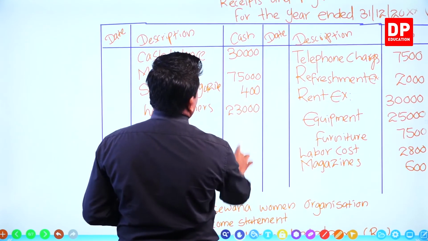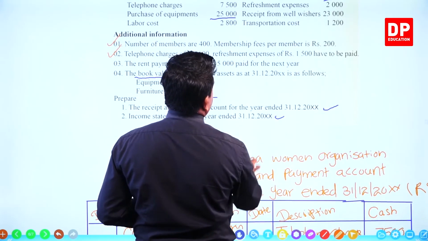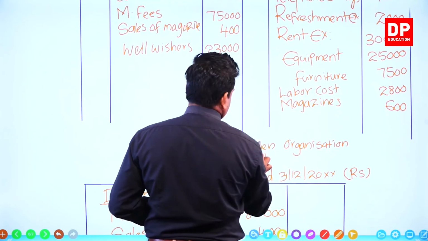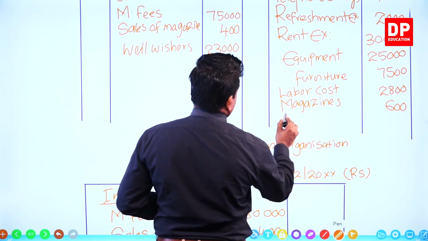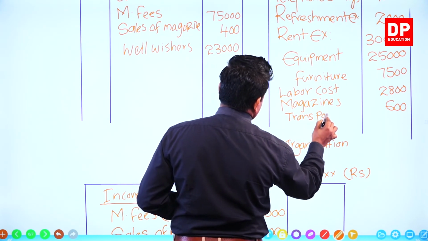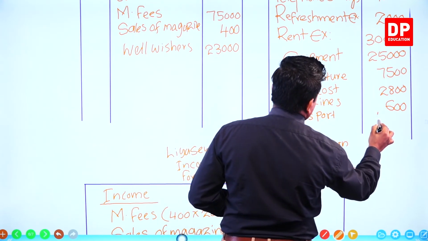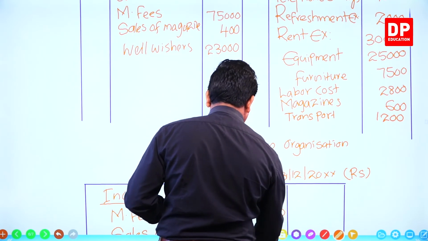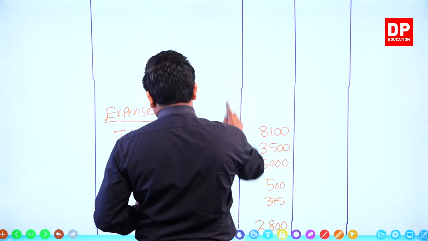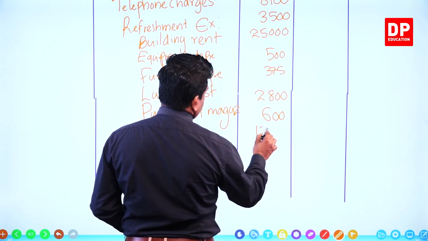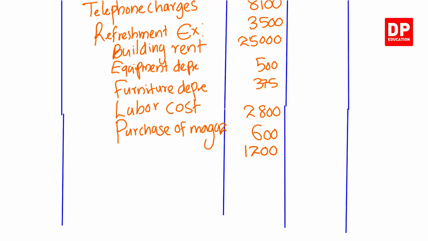Now next one, last one, I think it's transport expense. Yeah, 1,200. Okay, it goes to the income statement also. 1,200. Transport.